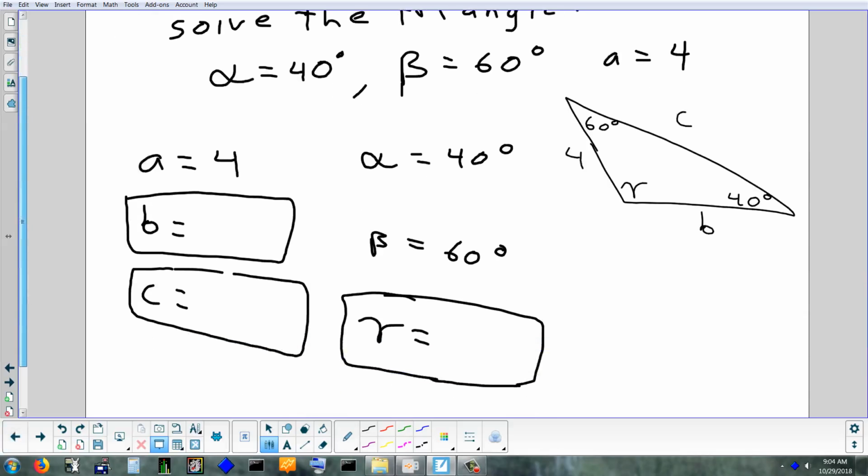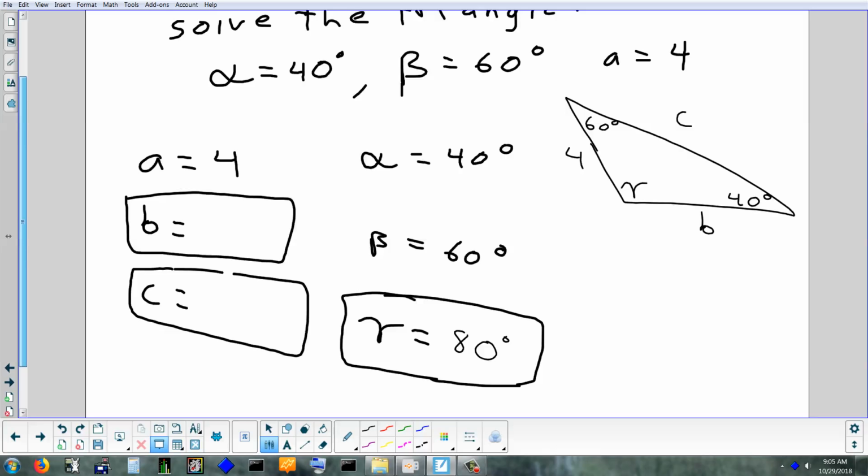Anybody see something I can find here right away? Probably could have found this without anything I showed you so far. Yeah? The third angle. What's the name of the third angle? Gamma. And how much is it? 80 degrees. So out of the three things we got to find, there's one of them.